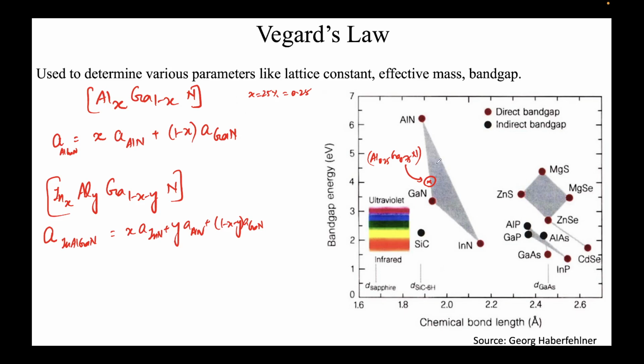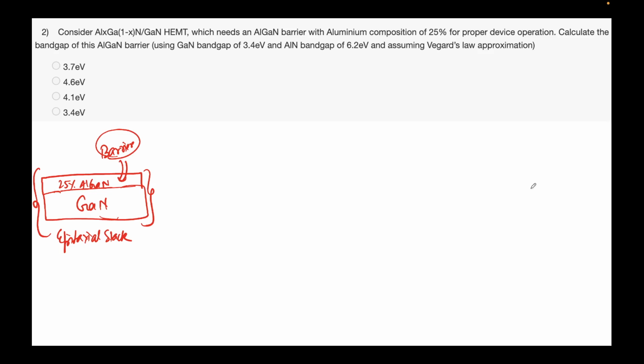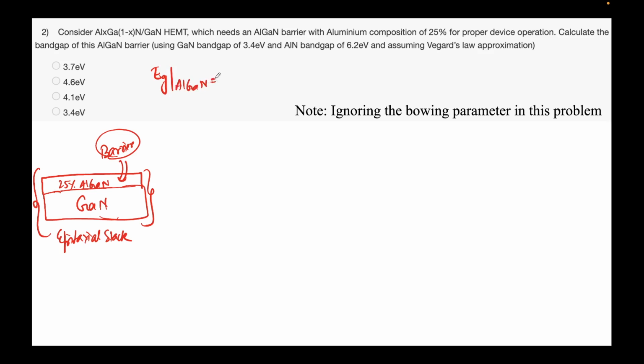In the previous slide, in this diagram you can see all the nitrides, phosphides, arsenides, 2-6 materials and whatnot. But in this problem, first of all, I am ignoring the bowing parameter. So what does that mean? As I told you, the band gap of AlGaN, if we apply Vegard's law to the band gap formula, will be something like this: x times Eg of aluminum nitride plus 1 minus x times Eg of gallium nitride, minus a factor comes.